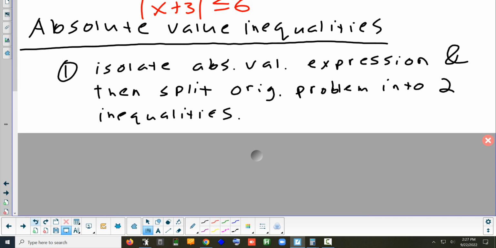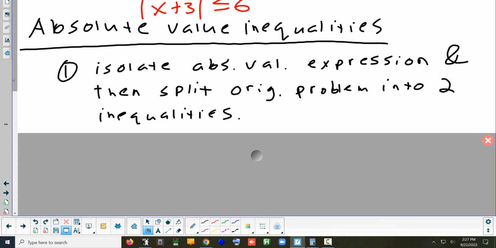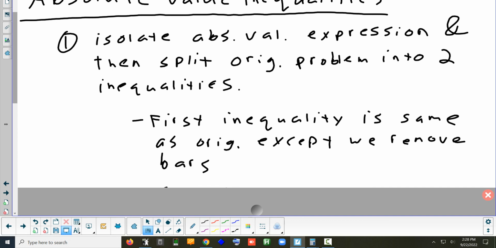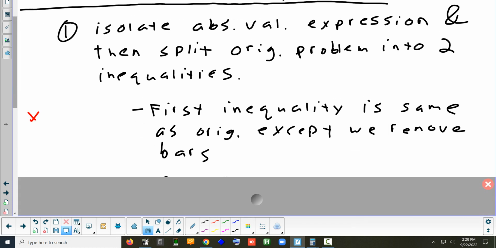So we make sure the absolute value is by itself, and then we split it into 2 problems. Based on what we did yesterday, anybody think they know what the first one would be? You split that into? Yep. X plus 3 is less than or equal to 6. Exactly. That's the first one. It's the same inequality. You just take away the bars. Same first step as yesterday. So you'd have x plus 3 is less than or equal to 6.